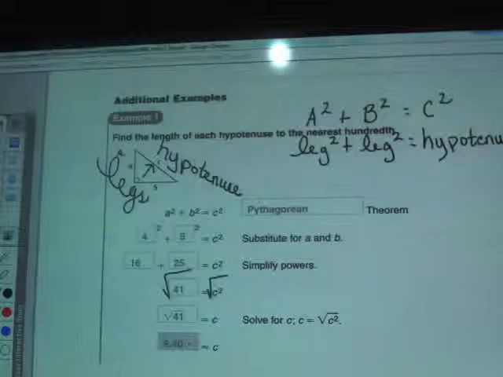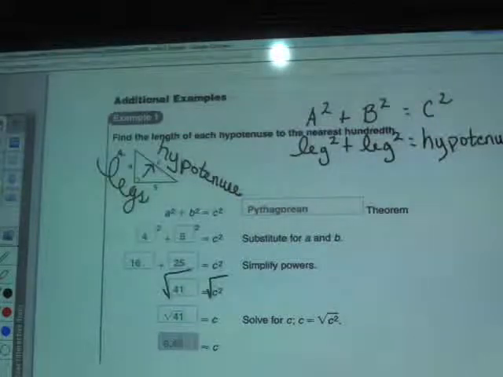When I take the square root of 41, that's 6.4031242237. They've asked me to round to the nearest hundredth, so they've written 6.40. So C must be 6.40 units long.